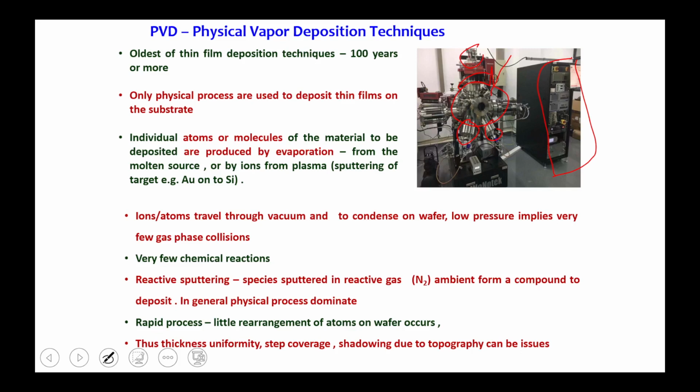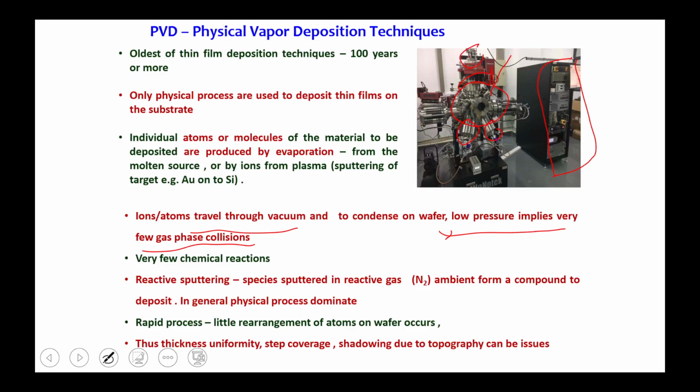So atoms travel through the vacuum and condense on the substrate. The vacuum will be 10 to the power minus 6 or 10 to the power minus 7, and the vapor condenses there. Low pressure implies very few gas phase collisions. Low means the collision of the atoms will be very low in that case.